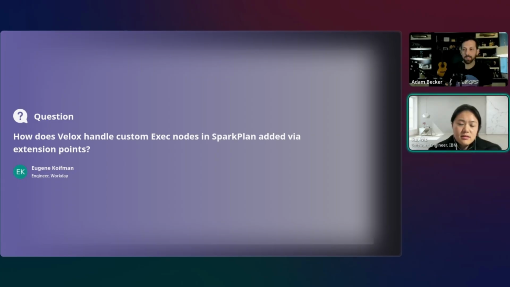Currently, we haven't tried custom exec nodes in Velox yet. For some Spark specific plan nodes, what we do is to find the Velox plan nodes. If we can extend it, we just extend the existing Velox plan node to support Spark specific behaviors. If we cannot, we just add a new plan node.